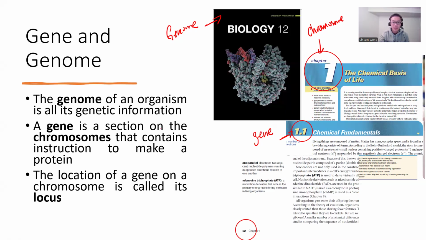The location of the gene on the chromosome, like where do you find them? That's called the locus of the gene. And that's like the page number. So we actually know the location of all the genes in the human body. You can find it on an online database. We will come back to this in lecture 9. But for now, genome, gene, chromosome, and locus.